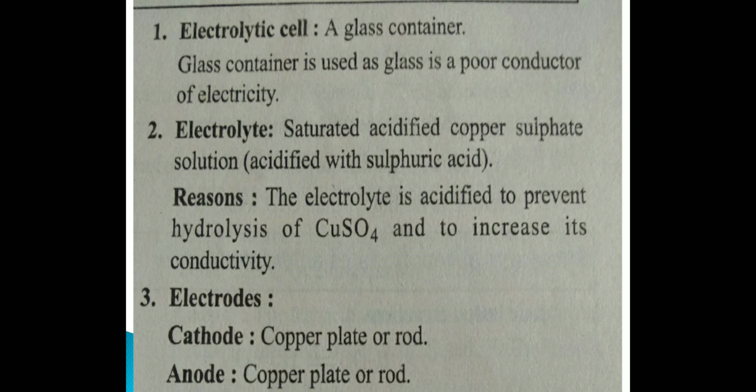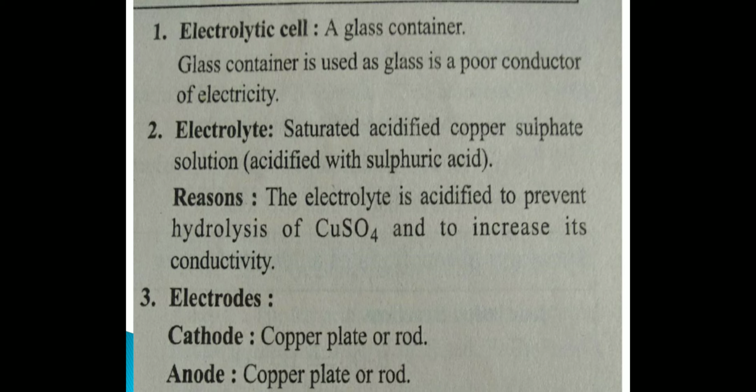Electrolytic cell: a glass container. A glass container is used as glass is a poor conductor of electricity. Electrolyte: saturated copper sulphate solution acidified with sulphuric acid. The reason the electrolyte is acidified is to prevent hydrolysis of copper sulphate and to increase its conductivity.